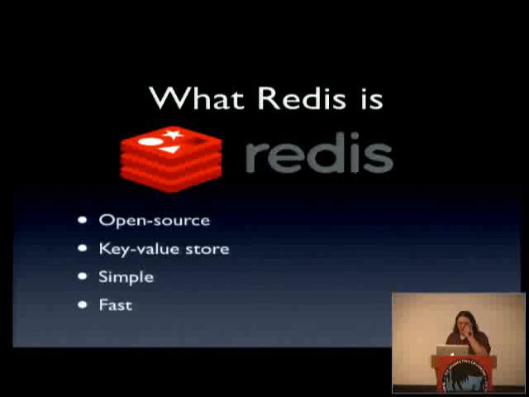So what is Redis? Redis is an open source key value store. What is especially appealing about it is that it is simple and fast. And it's simple because it does a small number of things very well. It's not a structured document store where you can query documents and look inside of things. But it does support certain structured types, which we'll look at a little bit later.